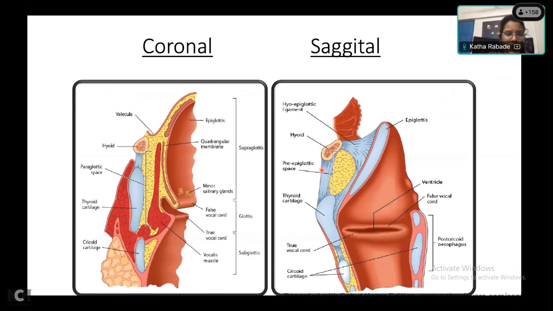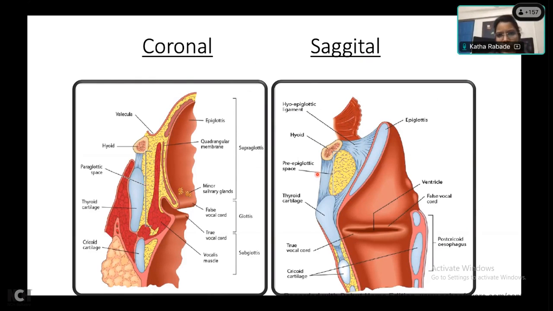The picture on the left hand side is the coronal view showing the epiglottis, the thyroid cartilage laterally, and the space which is shown in yellow, the fat, is the paraglottic space. It is bounded by the hyoepiglottic membrane, the thyrohyoid membrane, thyroid cartilage, and the conus elasticus. This space is known as the paraglottic space.